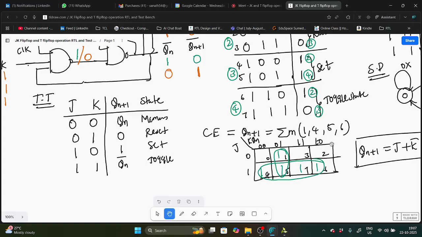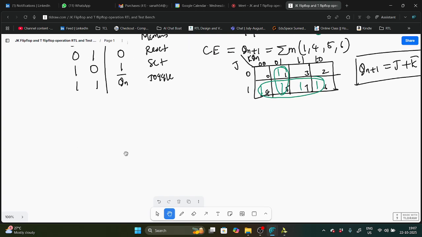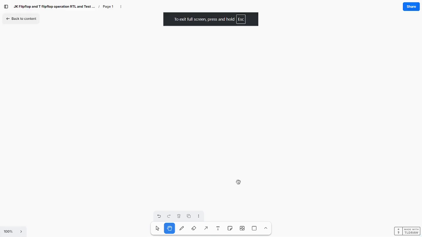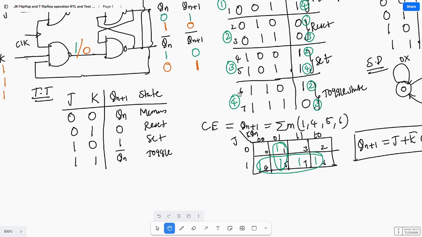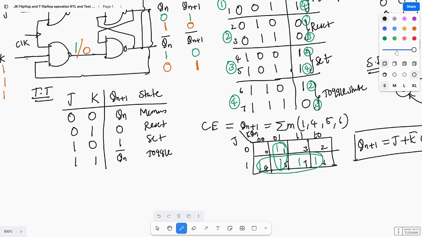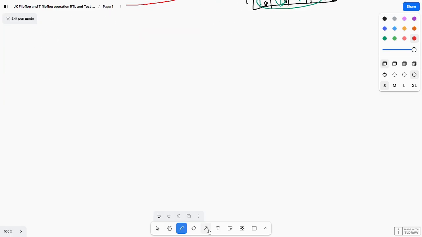So what is a T flip-flop? In the T flip-flop we are using two states. Basically we use the T flip-flop in counters. In the truth table, in the T flip-flop we are using this state and this state; these two states only. So here I am writing the T flip-flop.